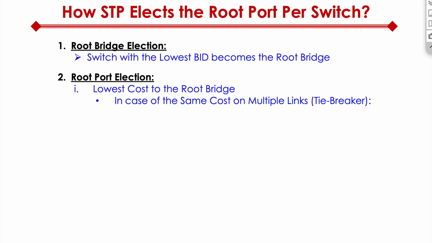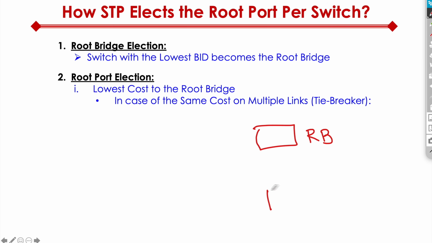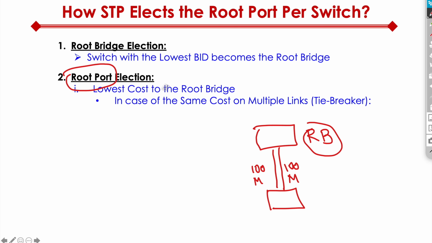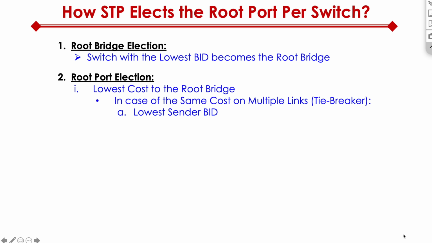In case of the same cost on multiple links, for example, if the switch at the top is the root bridge and the switch at the bottom is a non-root bridge, and I have two links, both 100 meg links, the cost is the same on both. So I can't use that criterion to elect a root port, the most efficient port going to the root bridge. What we do is look at the lowest sender bridge ID, and if that is also a tie, then we finally look at the lowest port priority. Now this is very, very random. This is an absolute tiebreaker, and you will finish the election process here because each port has a unique port priority.